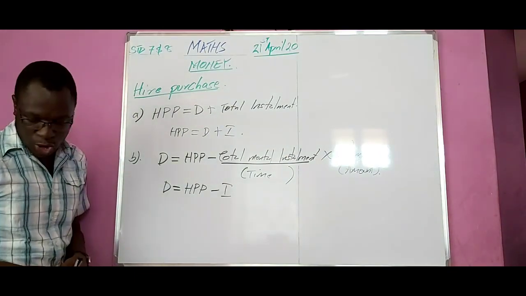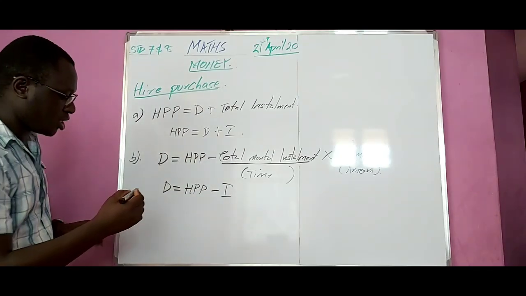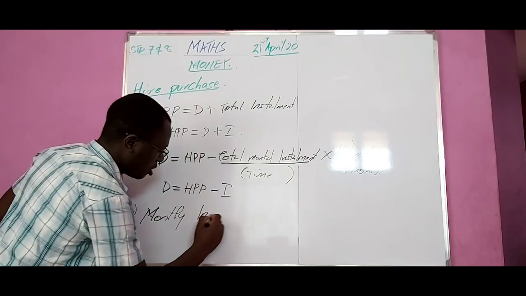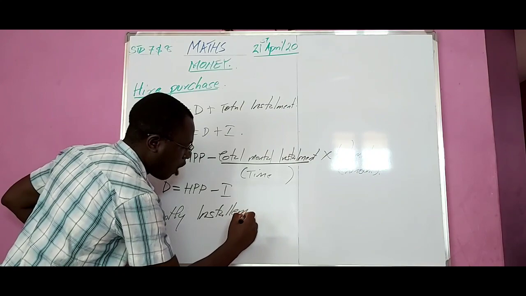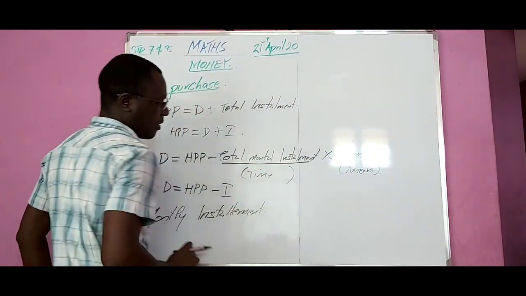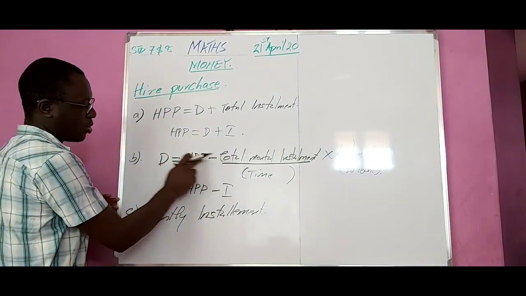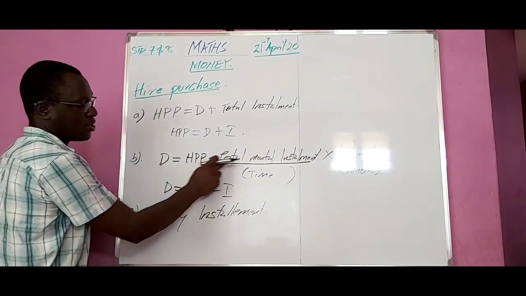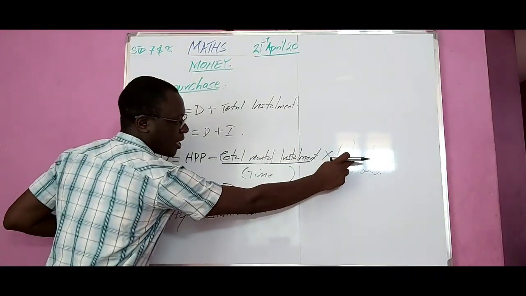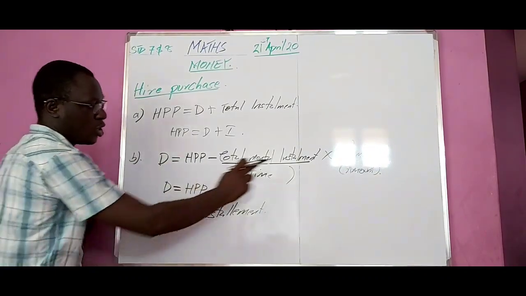Now, the third question that may also appear is the monthly installment. You ask about the monthly installment: how much was he paying per month? Now, we know deposit is equal to hire purchase price minus number of months times installment. In other words, we know this and we know this one here, but we don't know the installment.